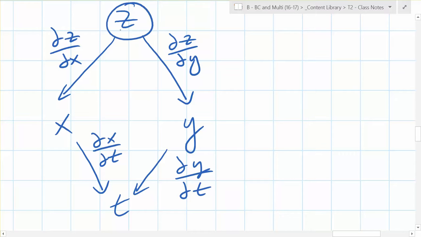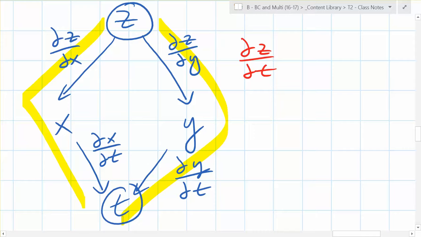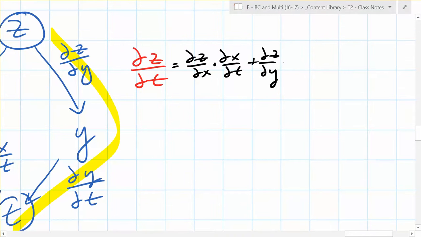Now, if you're looking for dz dt, if you're looking for partial z with respect to t, you draw all the paths that go from z to t. What's one path that goes from z to t? There's that one, and there's this one. Along the paths, you multiply the partials, and then you add the paths together. So what do you think this is? It's going to be dz dx times what? Partial t plus partial z, partial y, partial t. And now you just calculate those things.